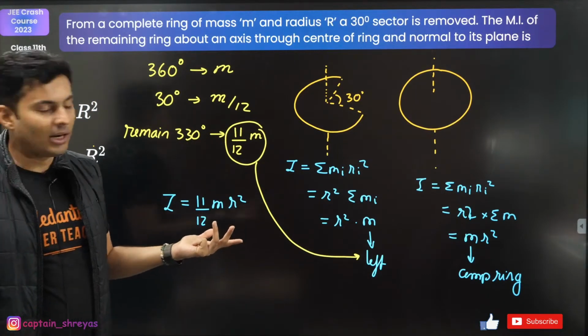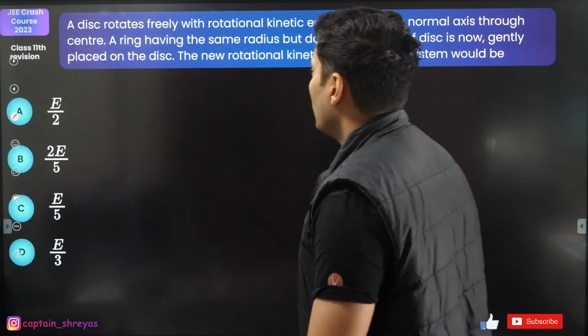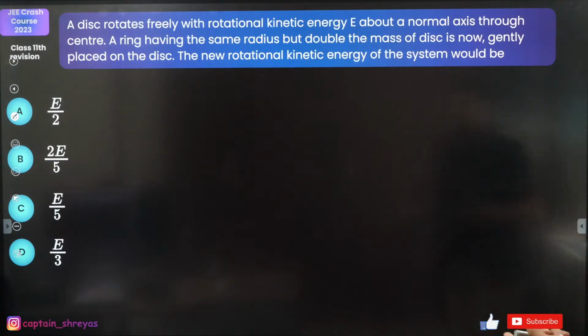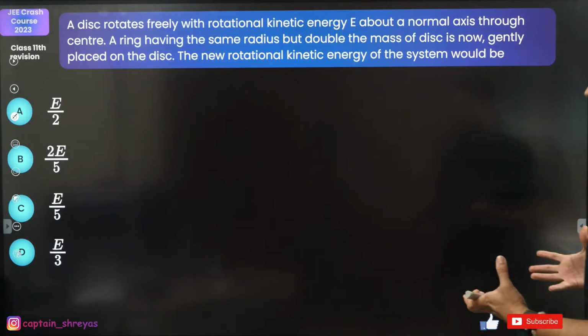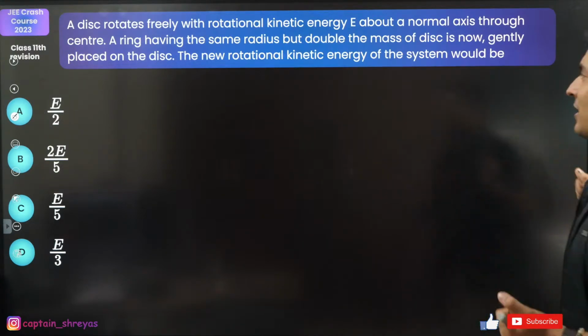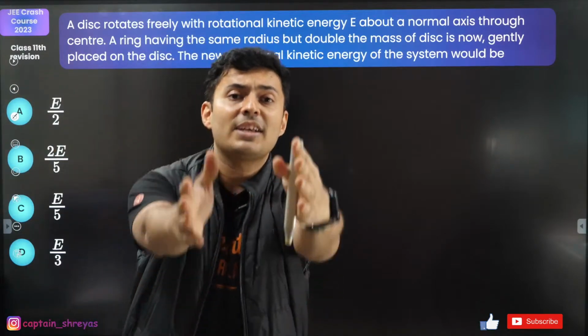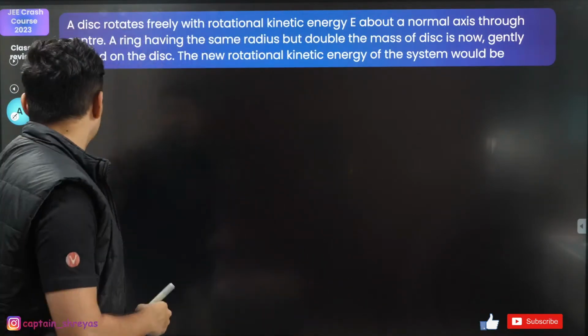Yeah, the level feels so hard, but actually it is very easy. Next, a disk rotates freely with energy E. A ring having the same radius, double the mass, is gently placed. This kind of question, like I told you, is based on the conservation principle of angular momentum.